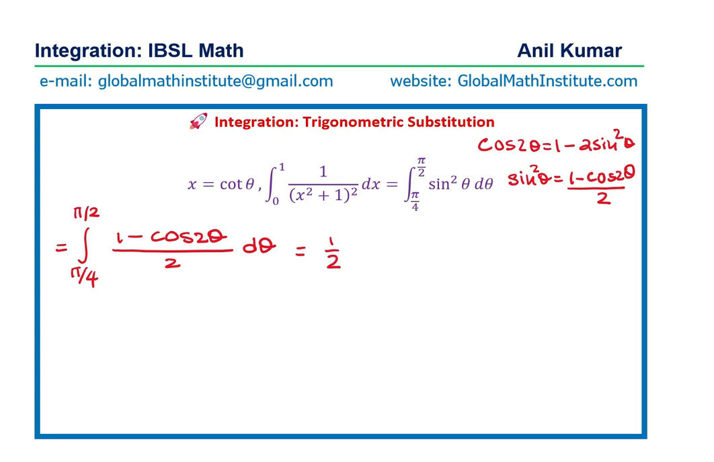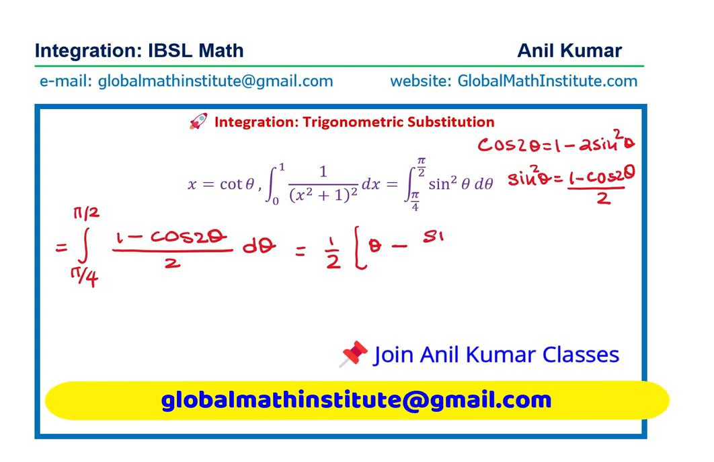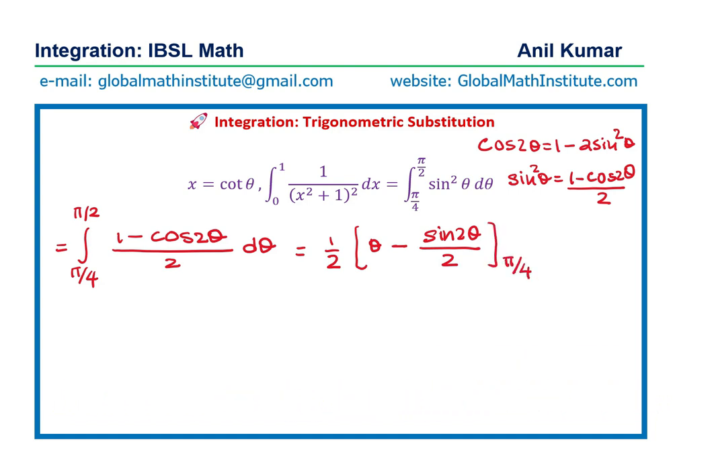We have 1 minus cos 2 theta, for which the integral is theta, and the integral of cos 2 theta is sine 2 theta divided by 2, right? And the limits are from pi by 4 to pi by 2. Clear? So that is where we are. And now we are going to substitute and find the answer. Okay, so now let's substitute the values and calculate.